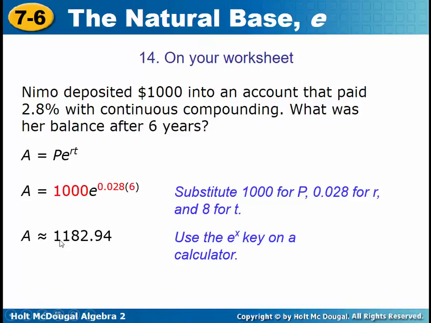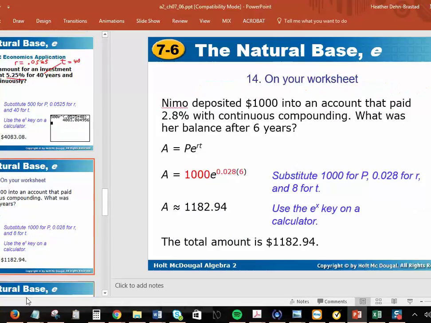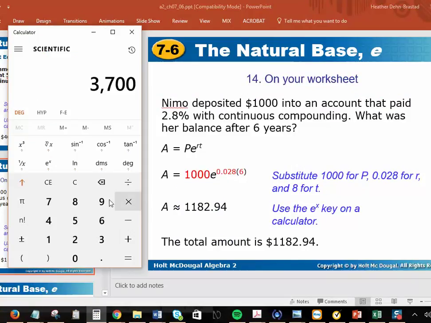Now they got 1,182.94. Let me verify that with my calculator. I need to take 0.028 times 6 and then take e to that power. Then you multiply that amount by 1,000.